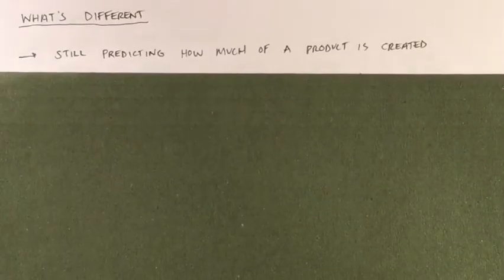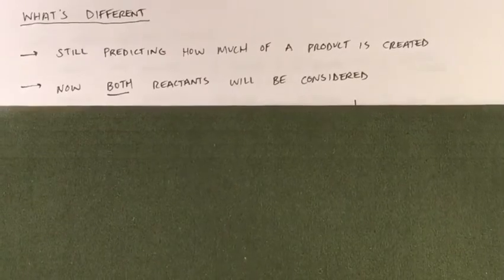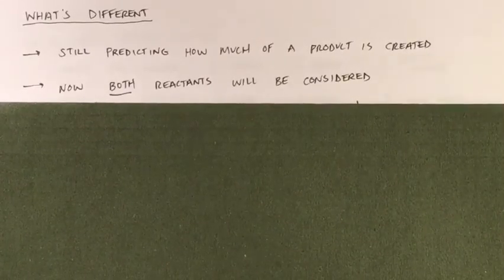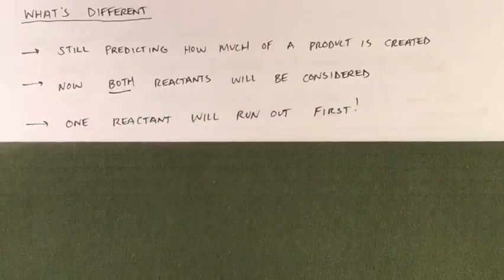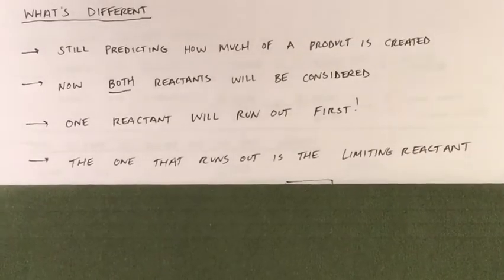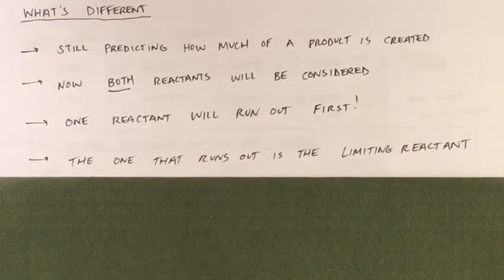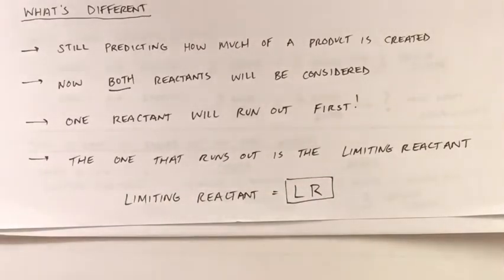of that other reactant. In these problems, we're still going to predict how much of a product is created, but we're going to look at both reactants at the same time. So we are going to know the amounts of both things on the left side of the equation. One of these is going to run out first, right? The one that runs out first is called the limiting reactant. And in these problems, we're going to abbreviate limiting reactant as LR for short.